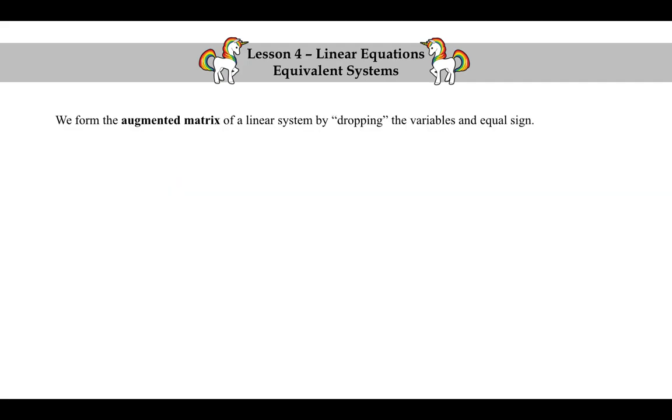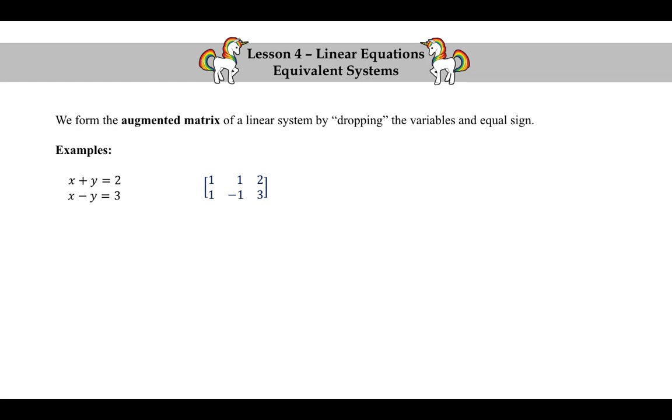We form the augmented matrix of a linear system by simply dropping all the variables and the equal sign. So let's look at some examples. Here's a linear system of two equations and two variables, x plus y equals 2, x minus y equals 3. And the corresponding augmented matrix looks like this. What we did is we took the coefficients of x and y in each equation together with the right-hand sides.